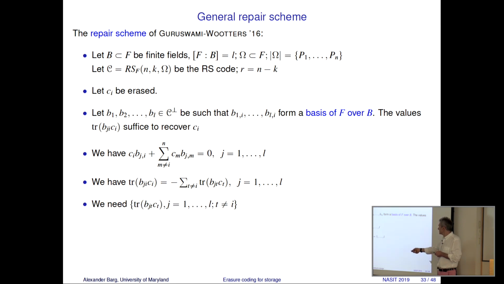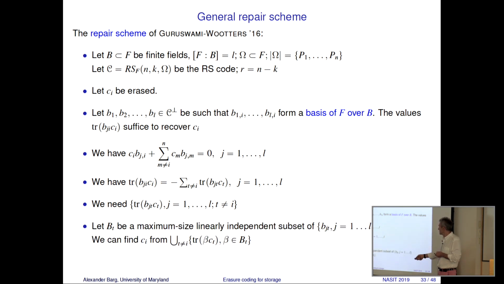So we have this equality, and we need these values to recover Ci. As we said, with the basis, we can recover the erased coordinate. And to recover the erased coordinate, we need the right-hand side. So let Bi be the maximum linearly independent subset of the coordinates j from 1 to L. We can find Ci from the union of those traces.